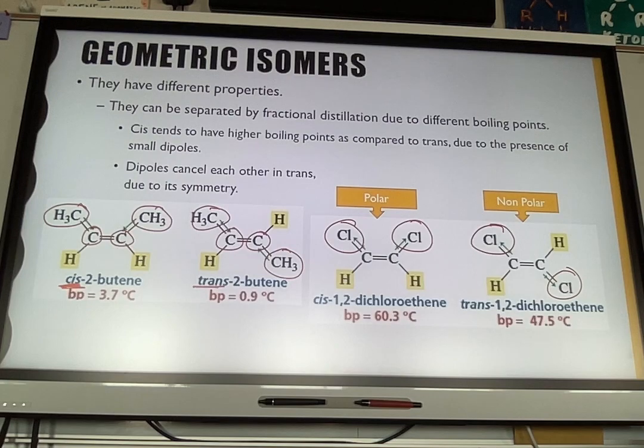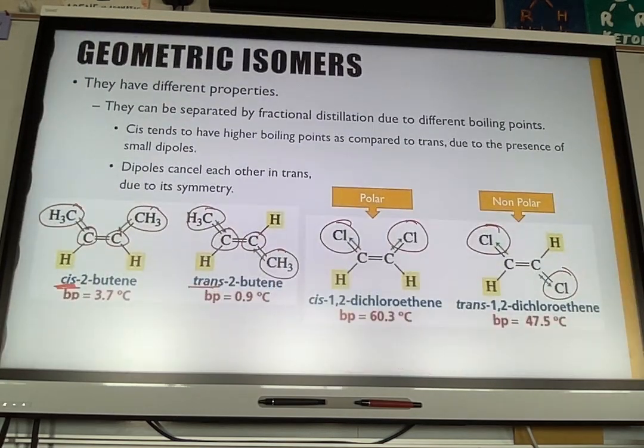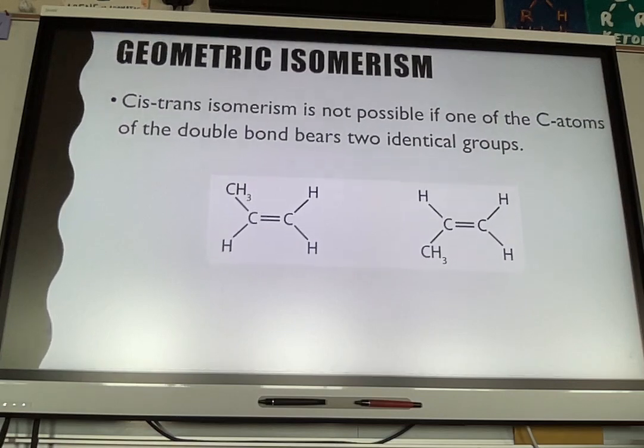So this one right here is less likely to exist, because we know from VSEPR that the groups are going to try to spread out the best that they possibly can. So the trans is going to exist more than the cis. The trans is going to cancel each other out better due to its symmetry.